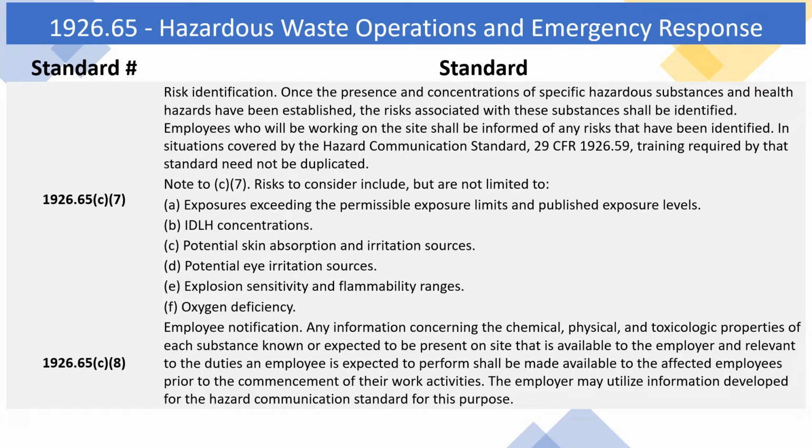1926.65 C8. Employee notification. Any information concerning the chemical, physical, and toxicologic properties of each substance known or expected to be present on site that is available to the employer and relevant to the duties an employee is expected to perform shall be made available to the affected employees prior to the commencement of their work activities. The employer may utilize information developed for the Hazard Communication Standard for this purpose.